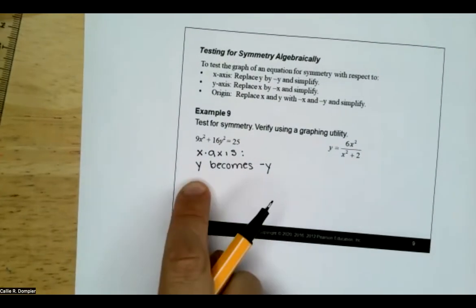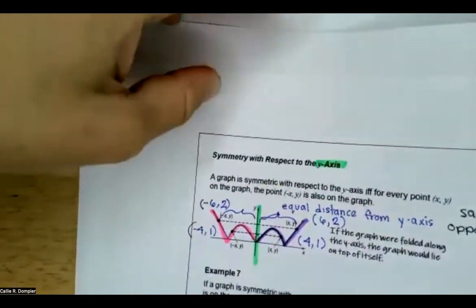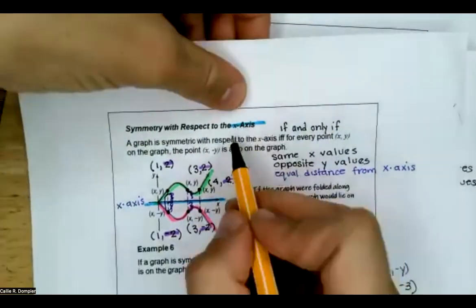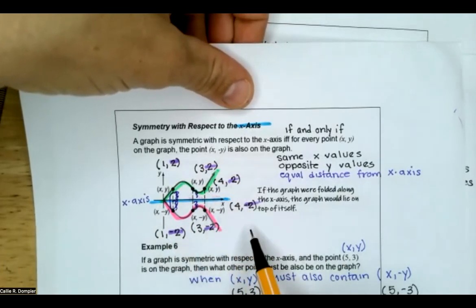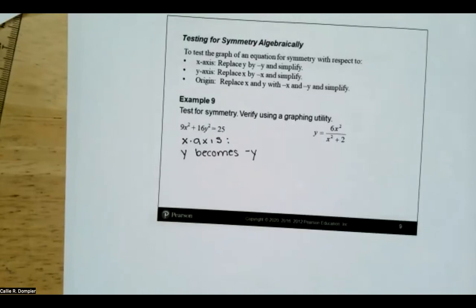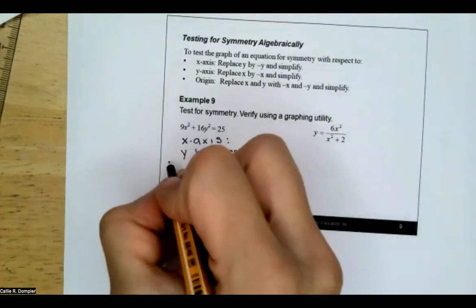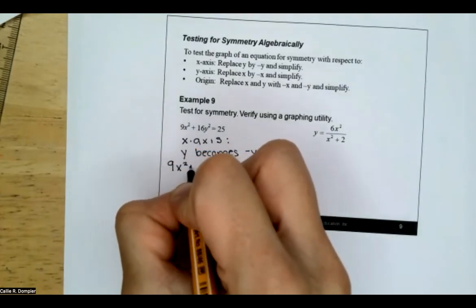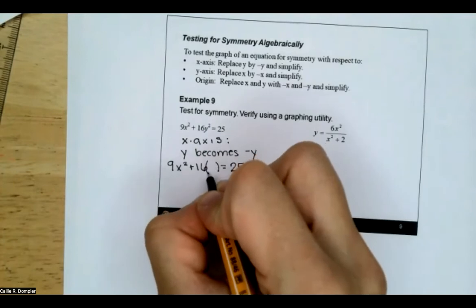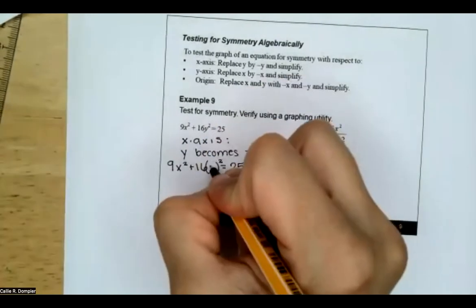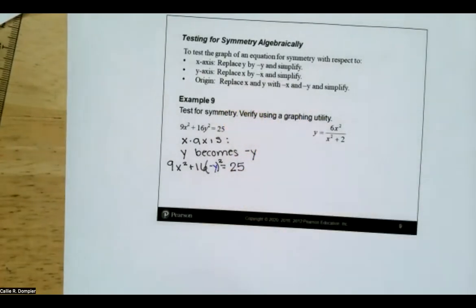Just like with respect to the x-axis, all y's become negative y's. So if you make your y a negative y, do you end up with the same equation? For 9x squared plus 16y squared equals 25, instead of y, I'm putting in a negative y. Replace y with negative y, simplify it.